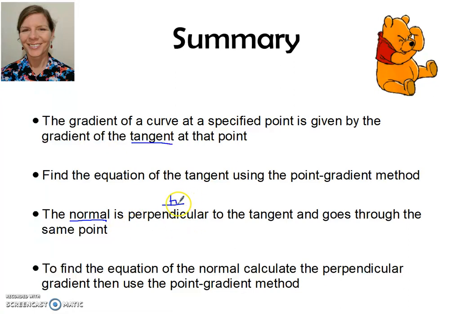Okay, this is some terminology that'll pop up sort of from now on. So it's normal to the tangent, and it goes through the same point, and then you just do exactly the same thing. So calculate the perpendicular gradient, so just that extra step: differentiate, find the gradient, calculate the perpendicular gradient, and then use the point gradient method as well. So pretty straightforward.